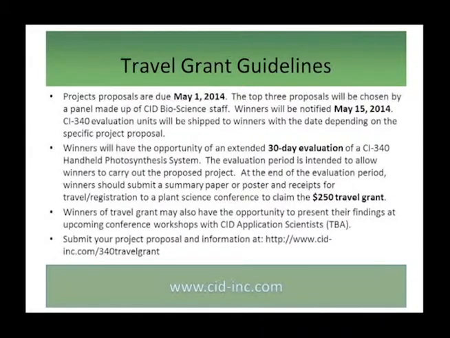At the end of the evaluation period, winners should submit a paper summary or a poster and receipts for travel or registration to a plant science conference to claim the $250 travel grant. Winners of travel grants may also have the opportunity to present their findings at upcoming conference workshops with CID application scientists. You can submit your project proposal and information at the website on your page. And after the webinar, a thank you email will be sent out that will also have some information for you.